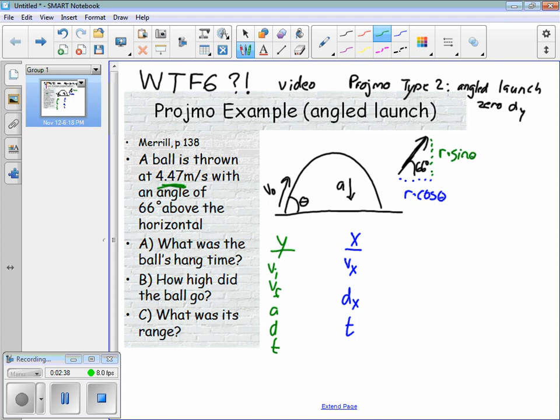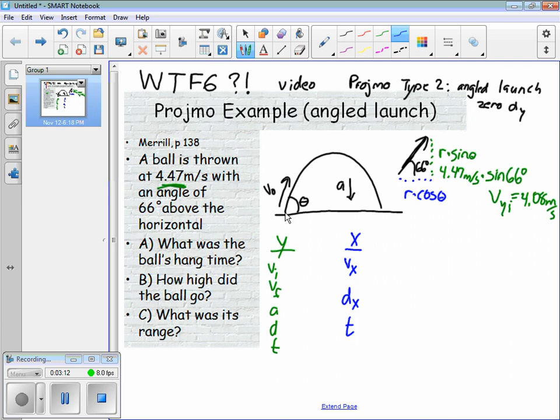If I actually plug in my values, this would be 4.47 meters per second times sine of 66 degrees, which is not something I can really do in my head. So tap on the calculator, and I get Vy initial is equal to 4.08 meters per second.